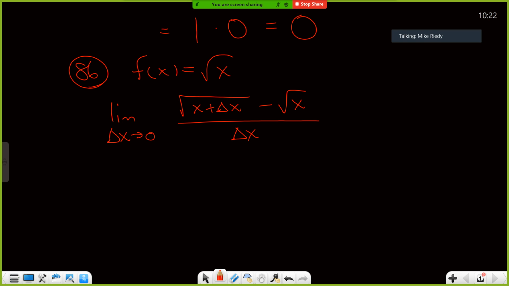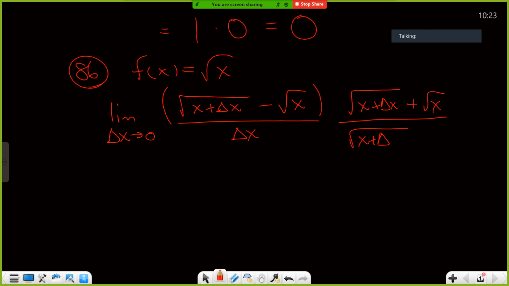Okay. So, the conjugate of this would be the square root of x plus delta x plus the square root of x. So, Christian, you happen to pick the nastier one. But that's okay. We'll get it done. Remember, this expression is equal to 1, so I'm okay.